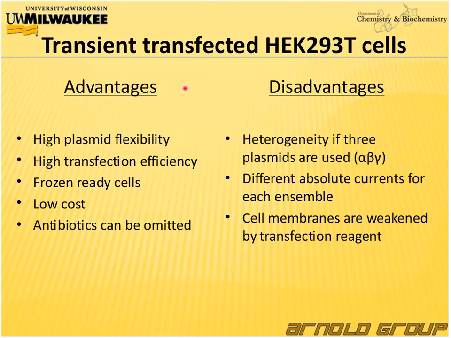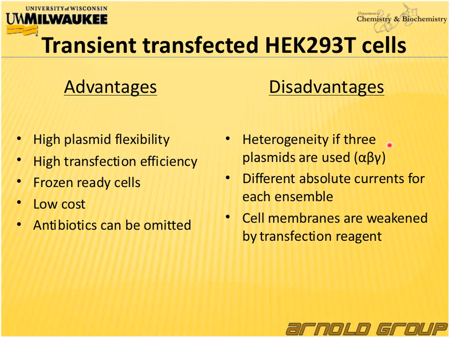Using transiently transfected HEK293 cells has some advantages and disadvantages. The advantage here is we have a very high flexibility by using different plasmids. We have a high transfection efficiency using our transfection reagent. After we transfect our cells, we can also freeze them and then thaw them when we want to use them. They have a relatively low cost, and we can also omit antibiotics if you compare that with stable transfected cells.